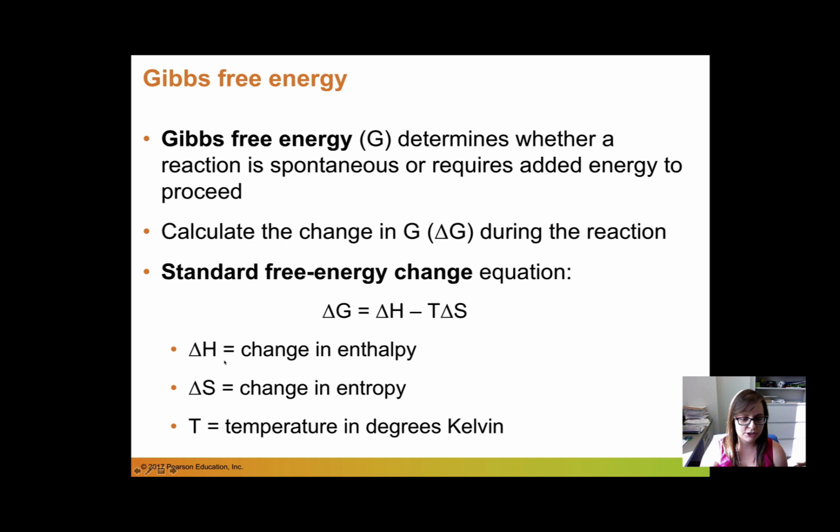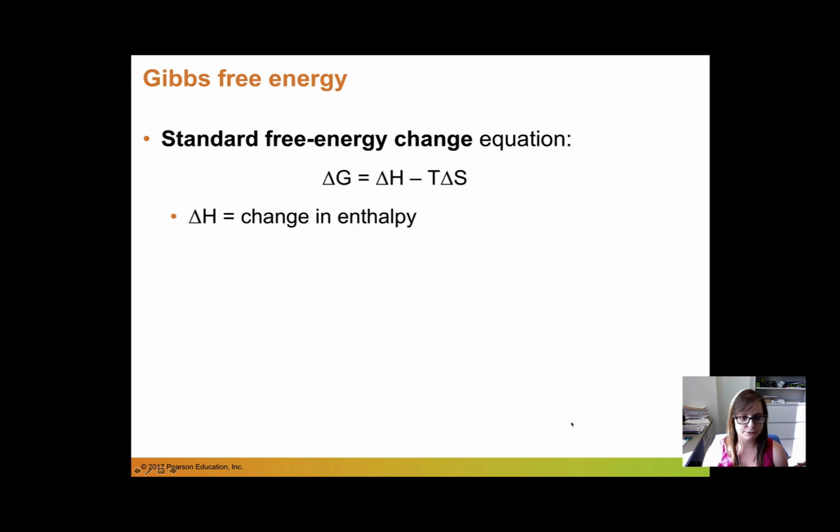Well, delta H is the change in enthalpy, or heat content, or potential energy of a molecule. And the delta S is the change in entropy, or the change in disorder. And T is the temperature in degrees Kelvin. Okay, so let's talk about what each of these terms means in detail. So let's start with enthalpy. So delta H is enthalpy.